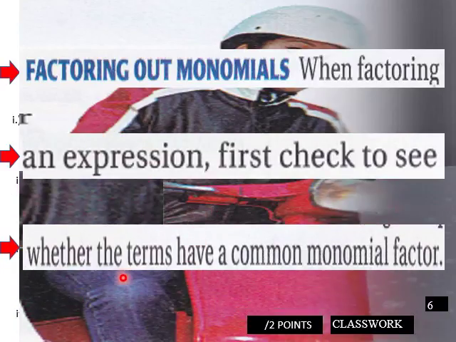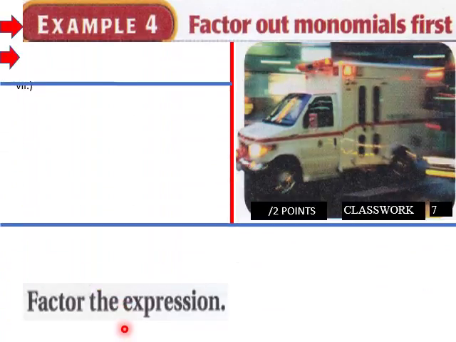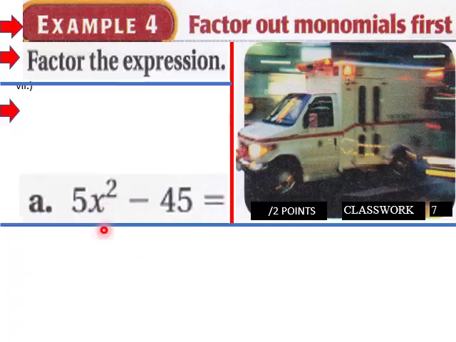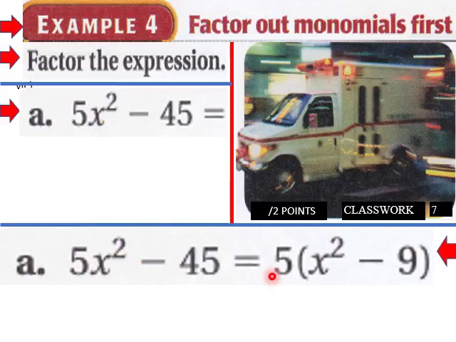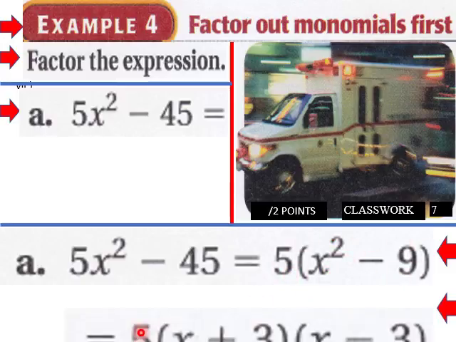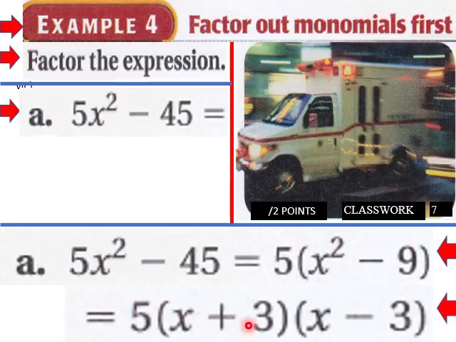Factoring out monomials. When factoring an expression, first check to see whether it has a monomial factor. So in this situation here, we have 5x squared minus 45. What can we factor out of that? We can factor out a 5. And then we get a difference of squares here. So it'll be 5 times x plus 3, x minus 3 for that.